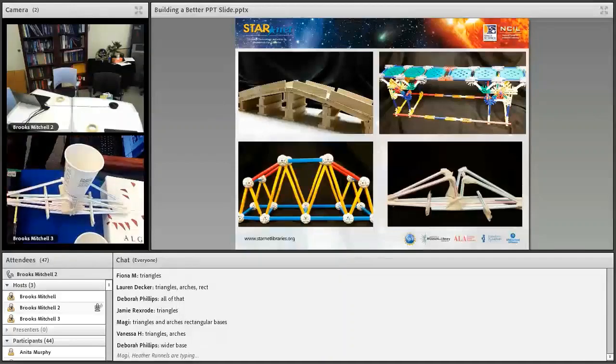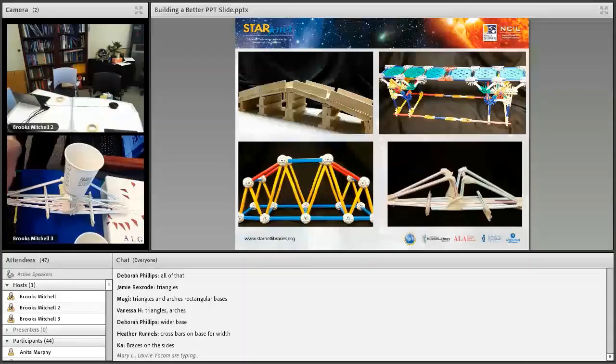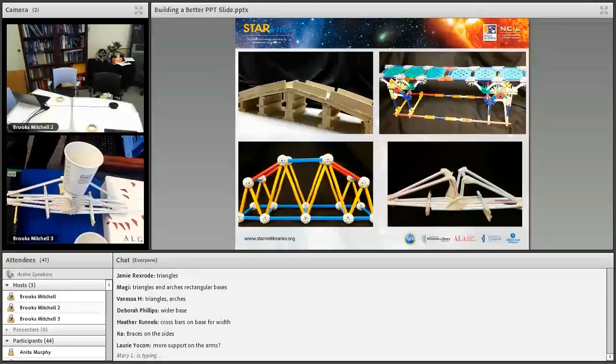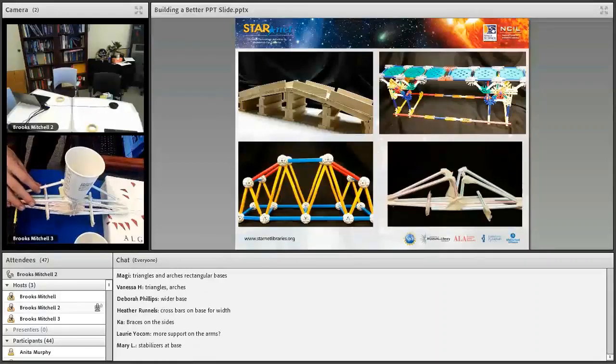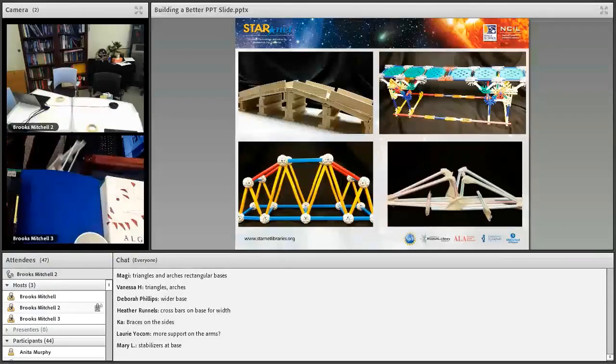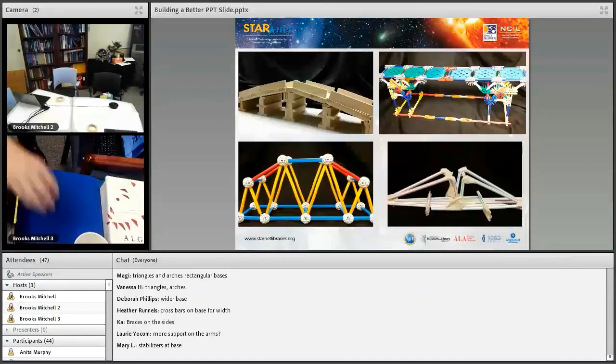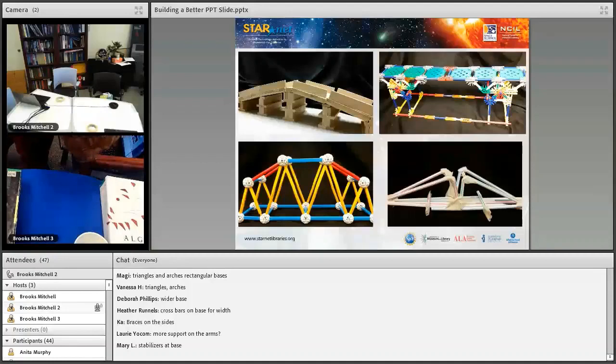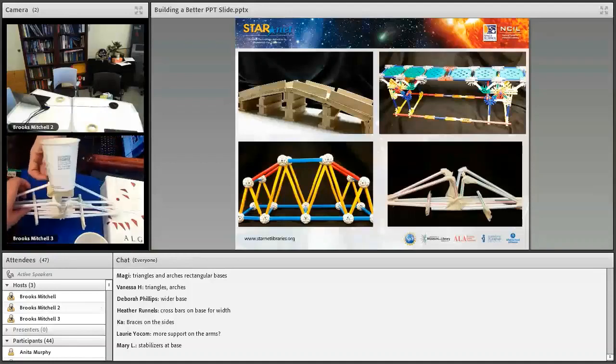Wider base? Wider base. Yeah, I think that's definitely would be helpful. Crossbars on the base. Yeah, so maybe some bars coming right on over the sides. I like that too. More support on these arms. Yeah. So all great ideas. Stabilizers at the base. All right, so again, that idea of creating and then testing and then redesigning.